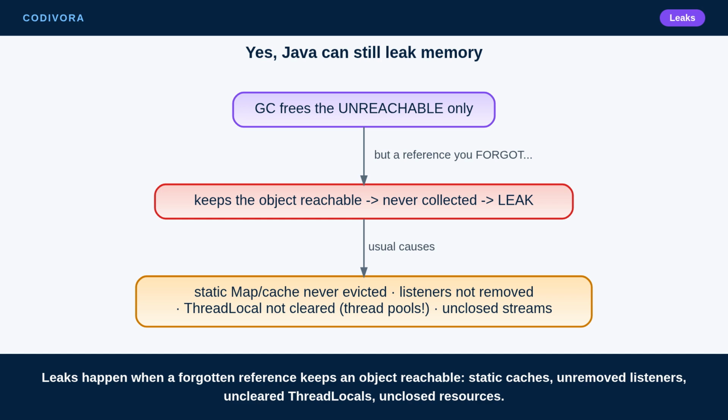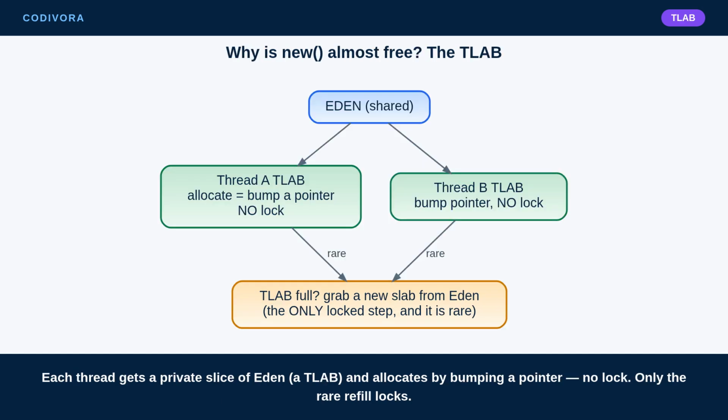How do you find one? First, watch the old generation after every full GC. If that number keeps climbing, live memory is genuinely growing. Then take a heap dump, that is simply a snapshot file of every object on the heap and who points to whom, and open it in Eclipse MAT. Its dominator tree answers one question: which object, if freed, would release the most memory? That is your leak.